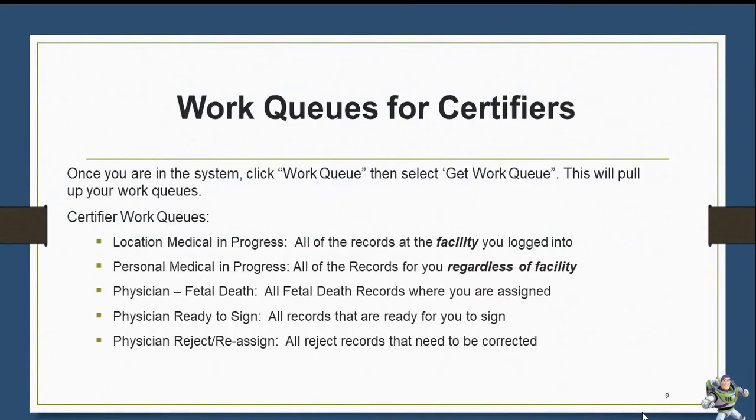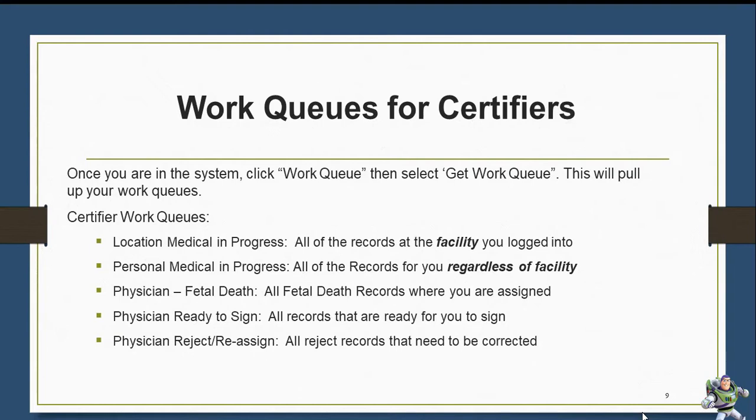The first work queue is the location medical in progress. These are all records at the facility you are logged into. Please note, you will see records that do belong to other certifiers when you are in this queue. Personal medical in progress are all of the records assigned to you regardless of facility.